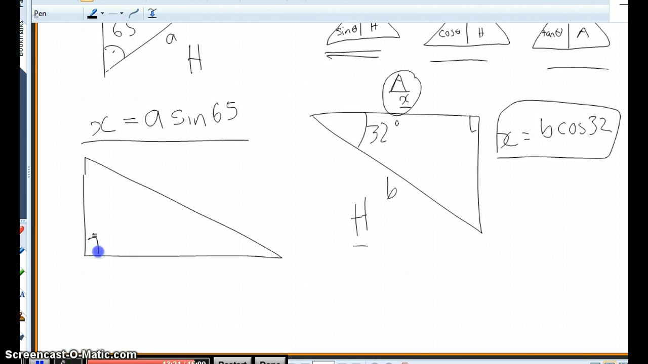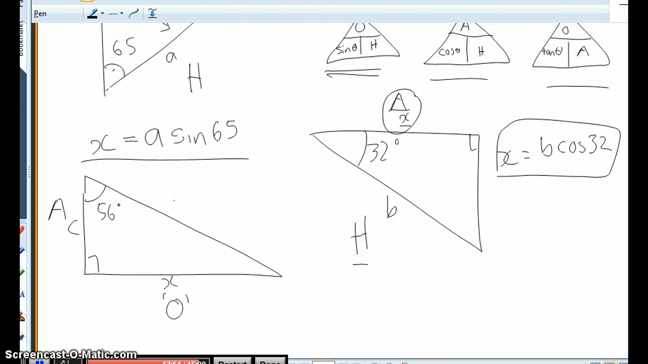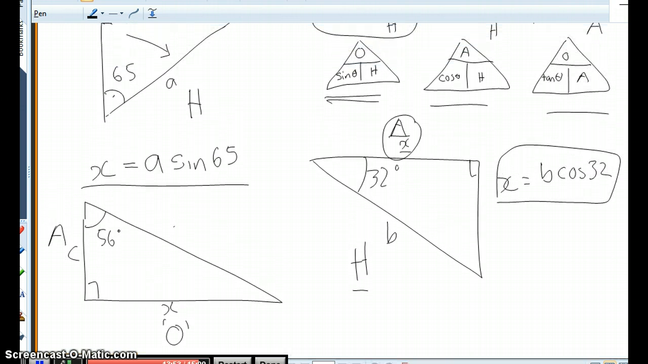Cody, this one's for you. Okay, I'm going to label the sides. This is the H over here, so H is not involved in this one. X is opposite the angle, so I'll call that O. And C is next to the angle, so I'll call that A. Cody, which triangle up there deals with O and A? Tan, right?